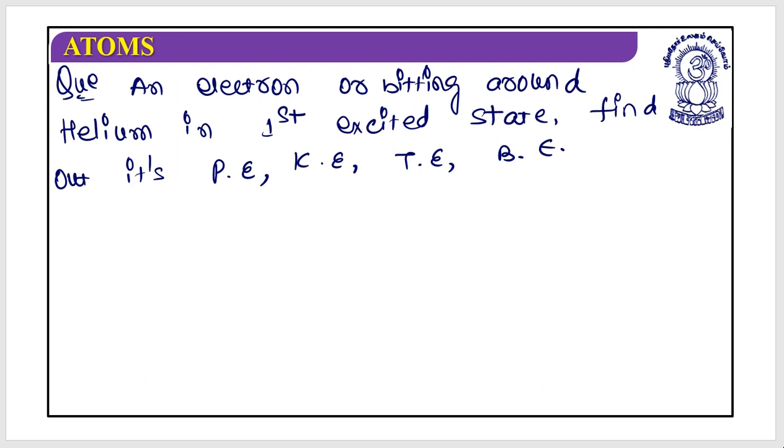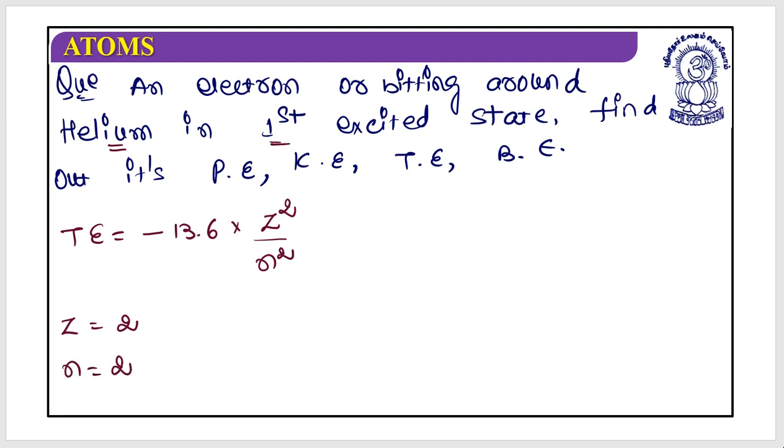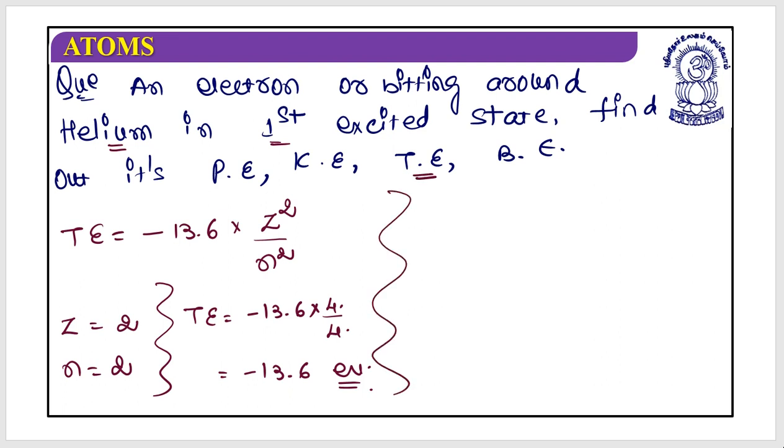So first let's find out the total energy, because I know the formula directly. It's minus 13.6 multiplied by z square by n square. Now they are talking about helium, that means z equals 2. They are talking about the first excited state, so n equals 2. So the total energy is equal to minus 13.6 multiplied by z square, which is 4, over n square, which is 4. So this is minus 13.6 eV. This is the total energy.